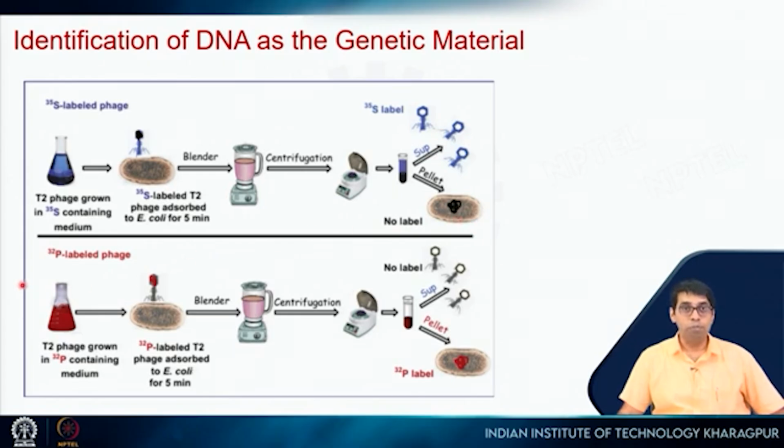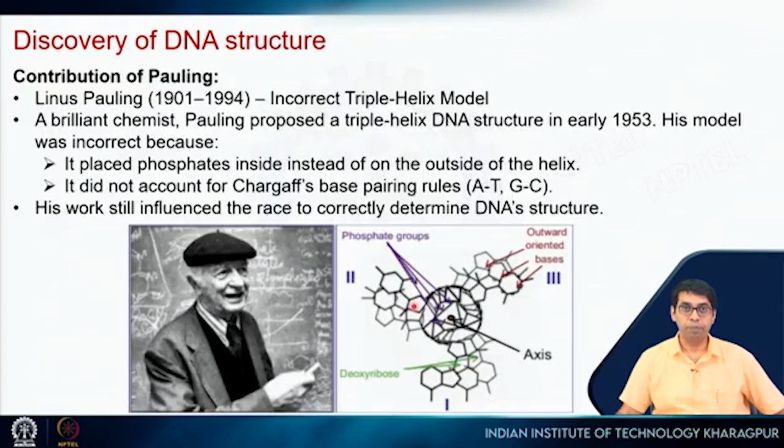But when they used P32 labeling, they found that all the P32 was in the pellet, there was nothing in the supernatant, right? Which means that the DNA is the one which entered the bacteria, not the protein. So this again conclusively proved that DNA is the genetic material, it is the transformative principle.